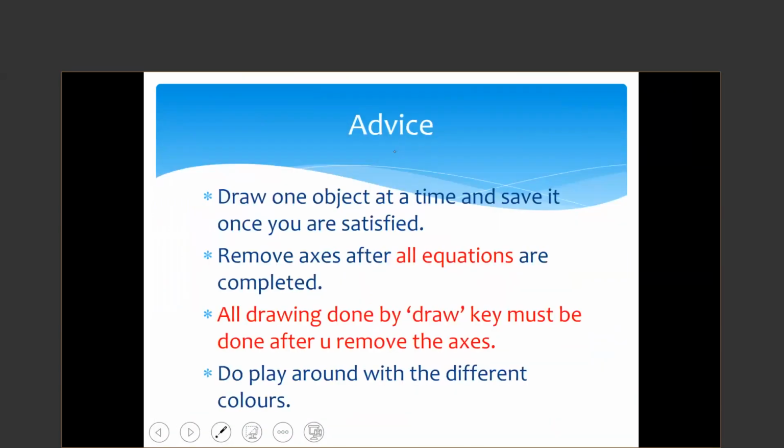My advice is you draw one object at a time and save it once you are satisfied. Remove excess after all equations are completed so that you can do some calculation on the equation. But remember, all drawing done by the draw key must be done after you remove the excess. And do play around with different colors.